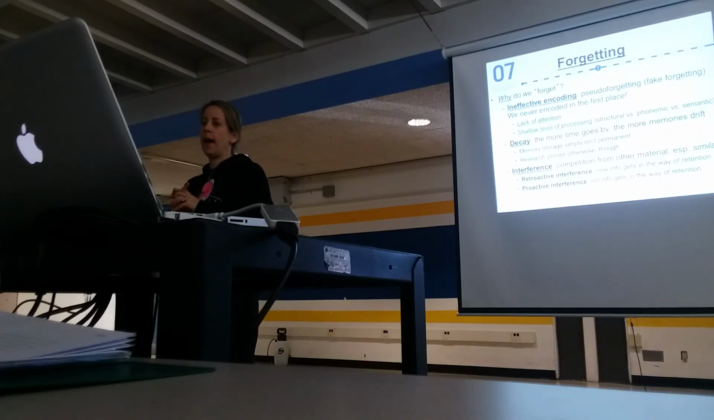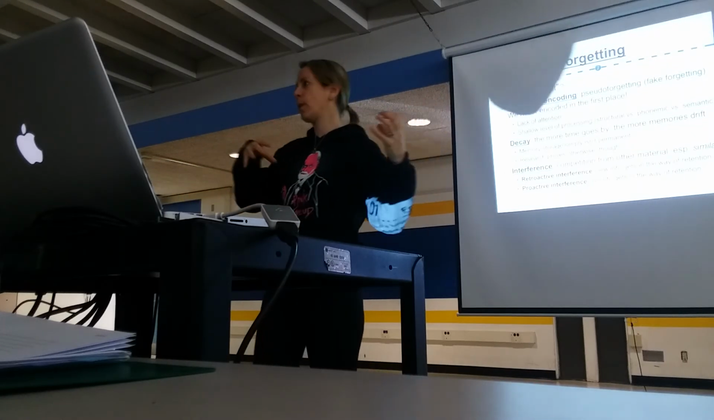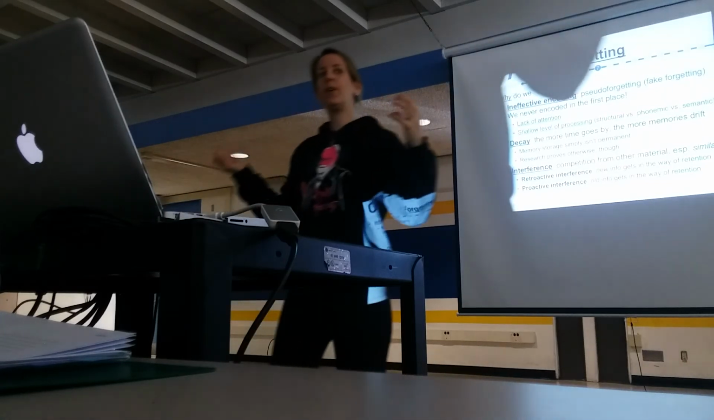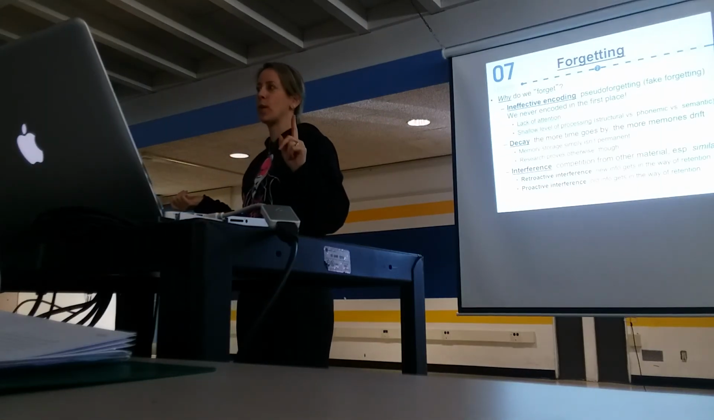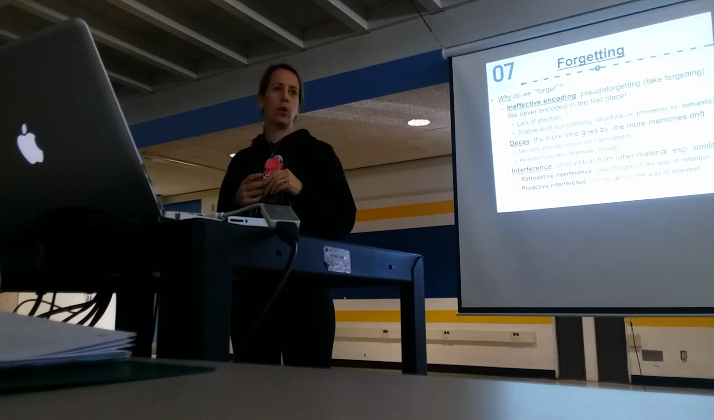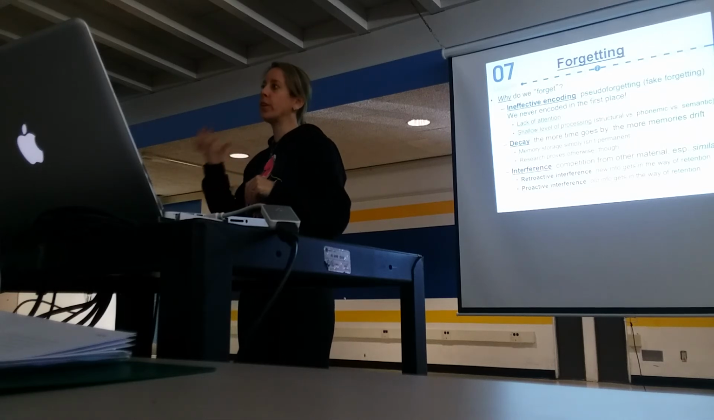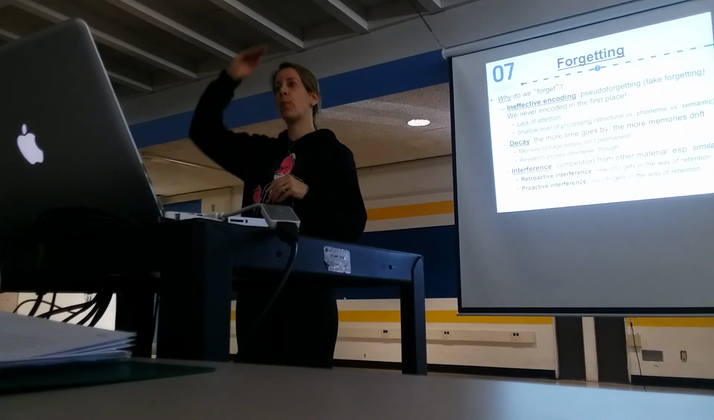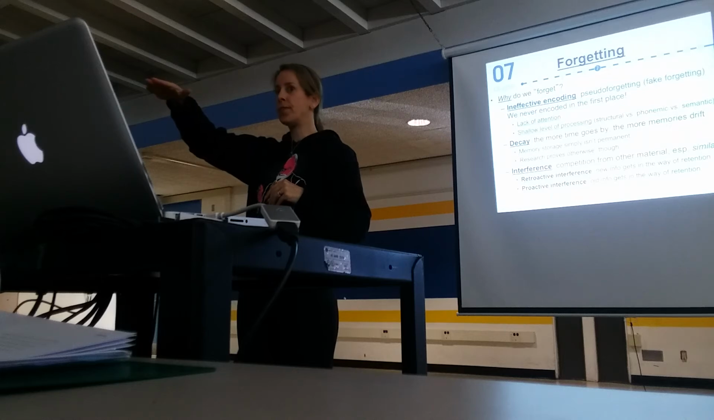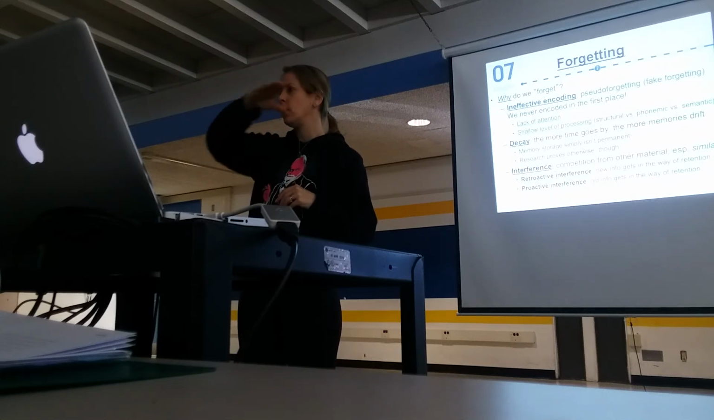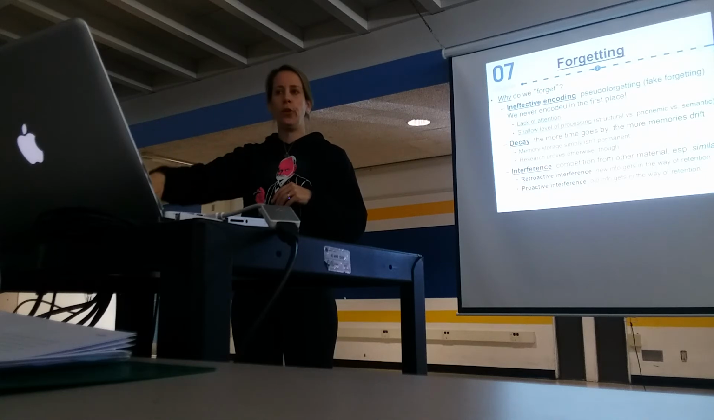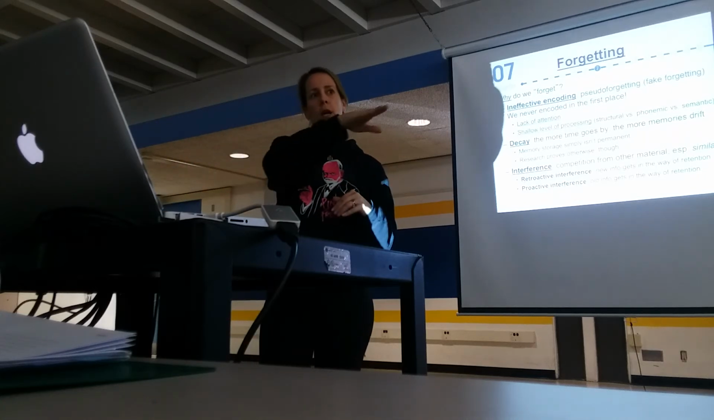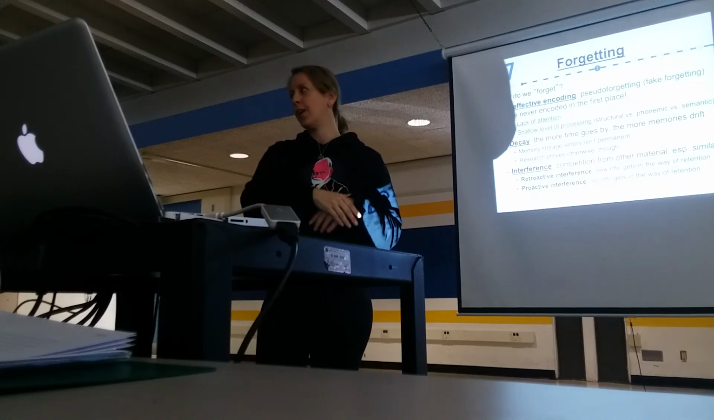If you have information and then you learn new information and you can't remember the old information, new information is getting in the way of remembering old information. Which one is that? Retroactive interference. What if old information is getting in the way of remembering new information? Proactive interference. So proactive goes with old information getting in the way of remembering new information. Retroactive goes with new information getting in the way of remembering old information.